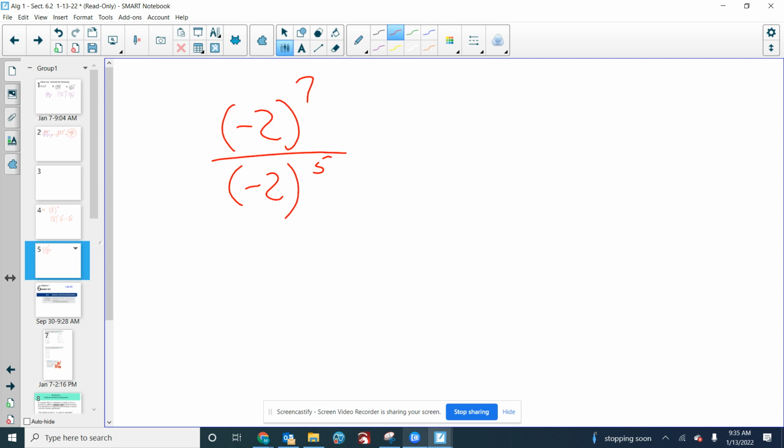Where are there more of them at? Top or bottom? Top. So I'm just left with this. And what's negative 2 squared? 4. There's your answer. What else, guys? Any other ones? You guys all right?